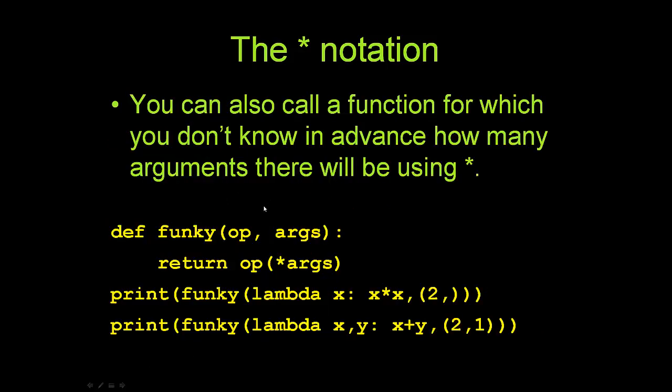Now, let's take a look at how this works. If you call op with star args, that means it will map whatever number of args onto the function. So let's take a look. Suppose we do funky op, and we do funky op with lambda x squared and 2. So 2 is the args, and lambda x squared is the op. Now when this happens, 2 is applied to x. Later on, if you do lambda x y, x plus y, then 2 becomes x and 1 becomes y. So you get 4 and you get 3.